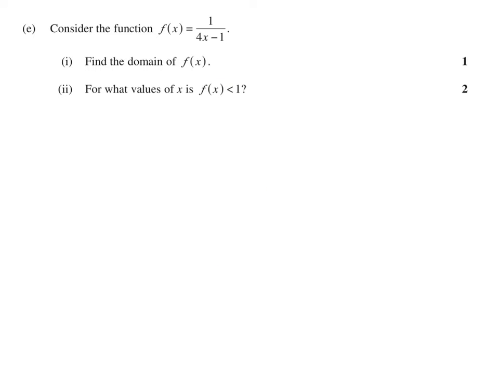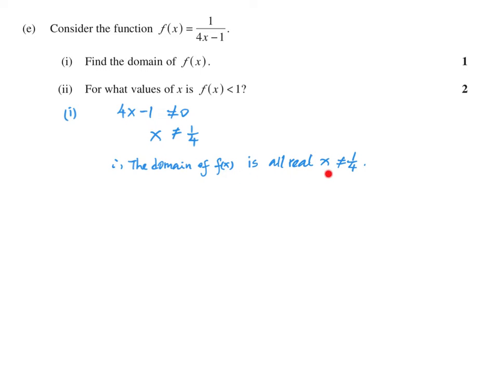In part E, there is a rational function f(x) equals 1 over 4x minus 1. As for the domain, it means what kind of x can be input into the function to give you some output. Here, f(x) is a rational function, which means the denominator cannot be equal to 0, which implies that x does not equal 1 over 4. Therefore, the domain of x is all real numbers, but not 1 over 4.